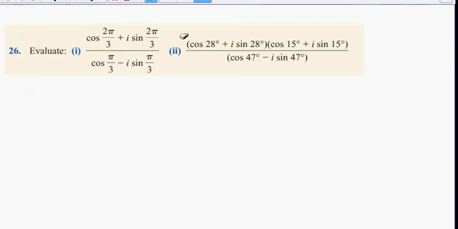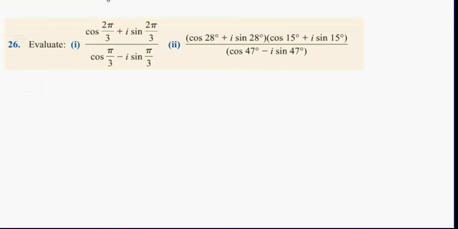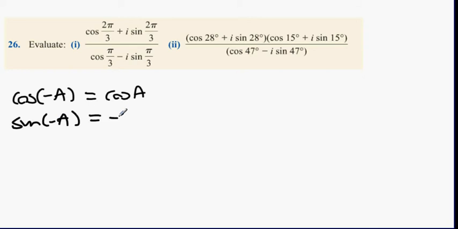Okay, so this is question 26 on De Moivre's theorem, and we're on part 1. With part 1, what we have here, guys, is cos A plus i sin A, divided by cos pi over 3 minus i sin pi over 3. Now, there's something I want to introduce you to, which is negative angles. Cos of any negative angle is equal to cos A, and sine of any negative angle is equal to minus sin A.